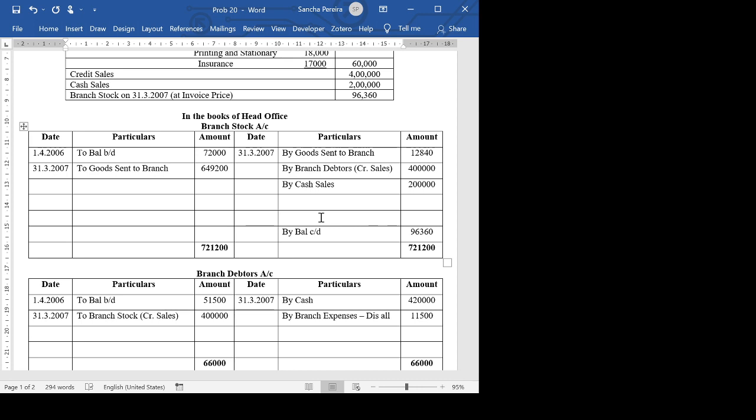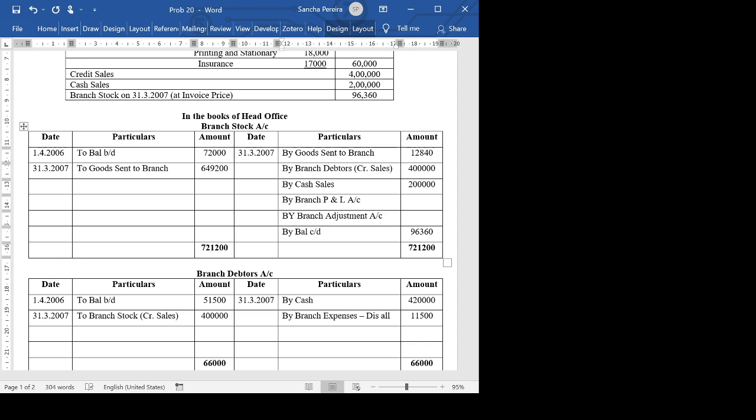Now this shortage, since we are talking about stock, the 12,000 is at invoice price. The balancing figure 12,000 that we have found here, 721,200 minus all this, is again at invoice price, and hence we need to bifurcate the two. So the 12,000 goes to two places: the branch P&L account and the branch adjustment account.